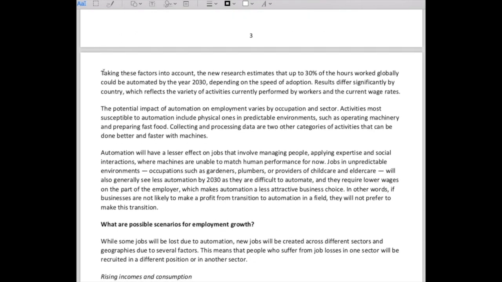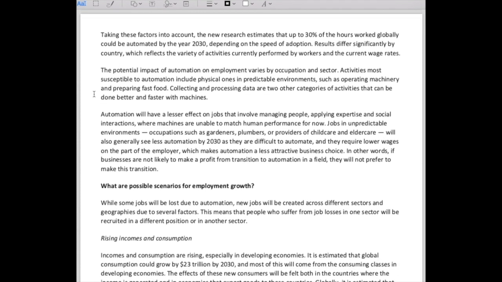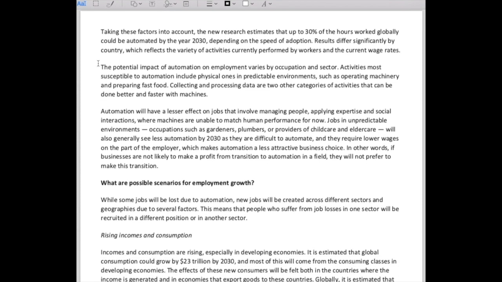Now let's look. Taking these factors into account, 30% of the hours, we can't see any jobs in this paragraph. No, so let's continue. So let's see, is the information in this paragraph the potential impact of automation on employment varies by occupation, activities most susceptible, not most susceptible, we need to find the ones which are not influenced by automation. Okay, what about the next paragraph? Automation will have a lesser effect, haha, here is the part, on jobs that involve managing people, applying expertise.